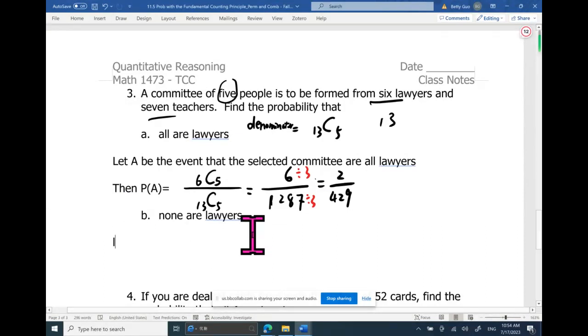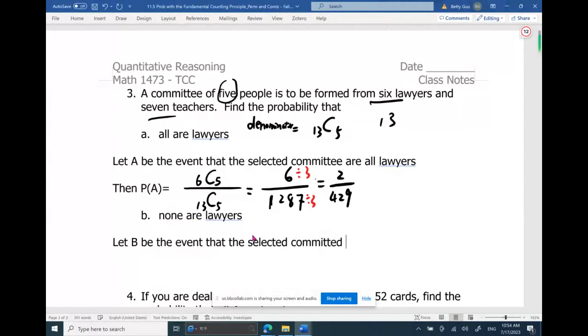Let B be the event that the selected committee are all, so none are lawyers. That means that all the people in the committee are going to be what? Teachers, right?